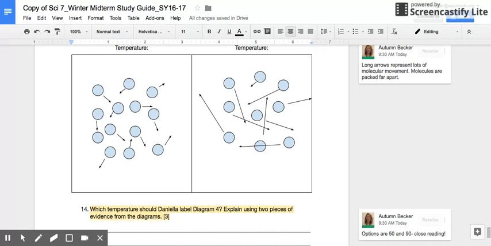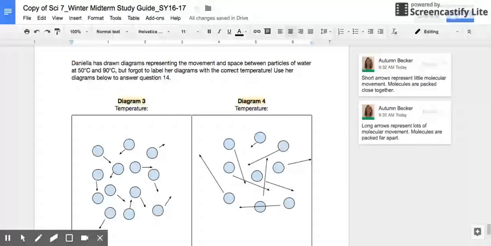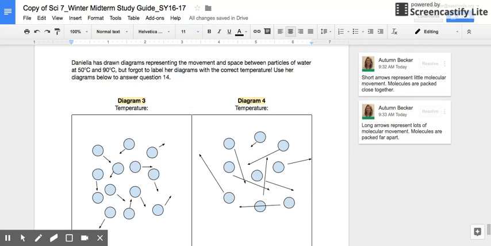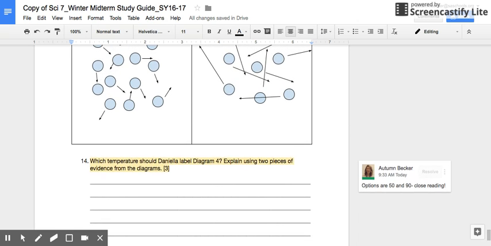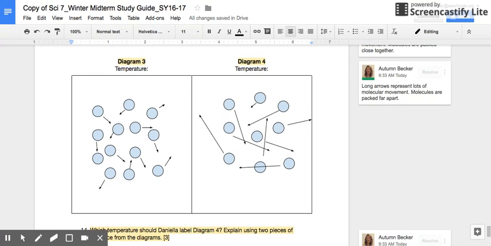I did not want to see what I was seeing where some students were giving me random temperatures to label diagram 4. No, that's a close reading issue. It asked, are you labeling it 50 or are you labeling it 90 degrees? There were no other options in between those two. It should have been one or the other, and you needed to make sure that you included two pieces of evidence, and many of you were not including two pieces of evidence.